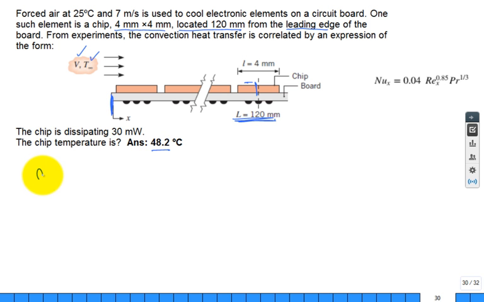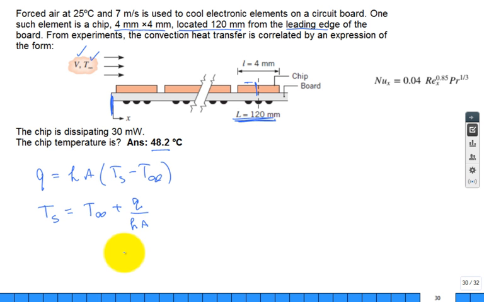Well, we're given Q, 30 milliwatts, and it has to be hA (T surface minus T fluid away). So T surface will be the fluid temperature far away plus the rate that heat transfer is dissipating, 30 milliwatts, divided by hA. I need to calculate h. How do we get h? Well, h is equal to some Nusselt number times some thermal conductivity divided by some appropriate length.